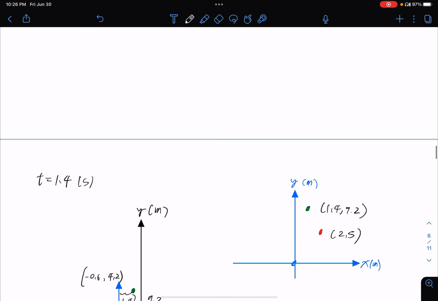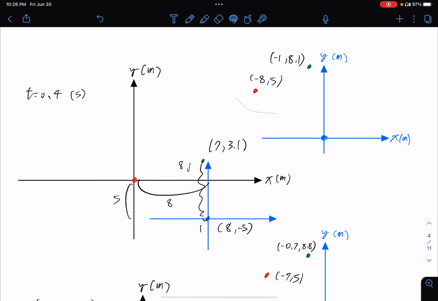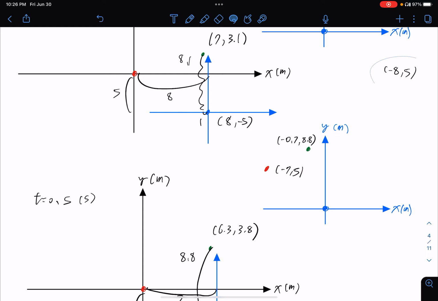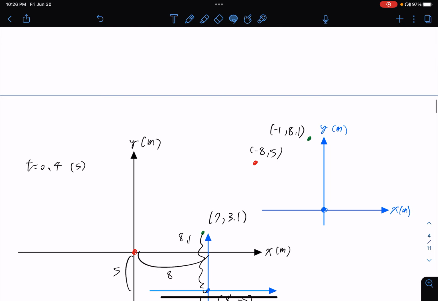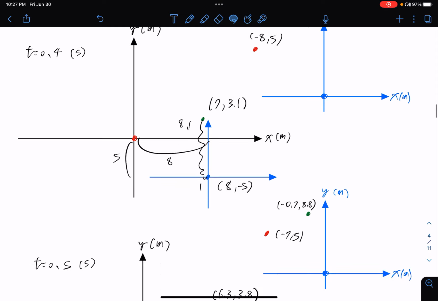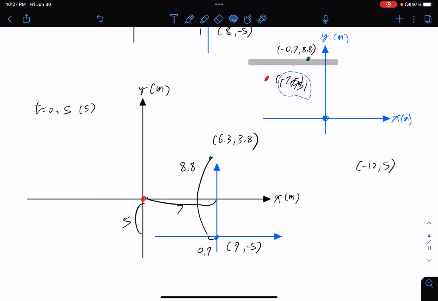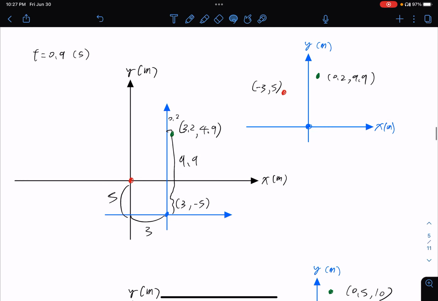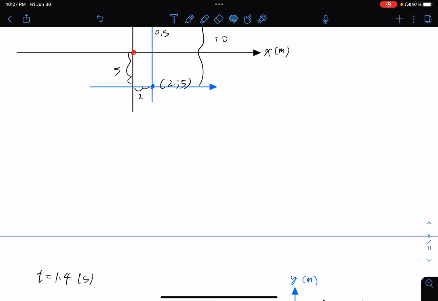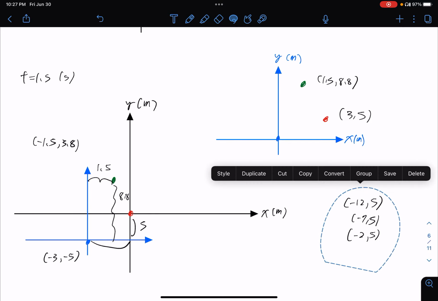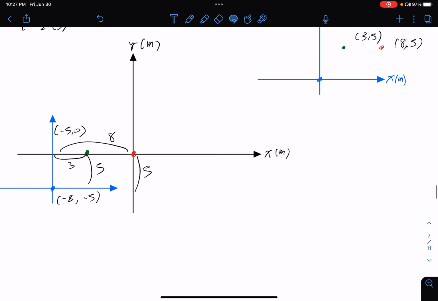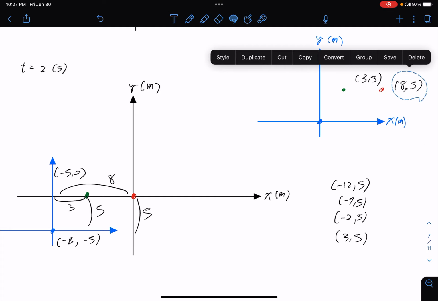And let's look at the red dot first. I just need the 0.5 one. So let's go to 0. At 0 it is -12 and 5, and then at 0.5 it is -7 and 5, and then we have 1, which is here, and then we have 1.5, which is here, and then finally at 2 we have it here.